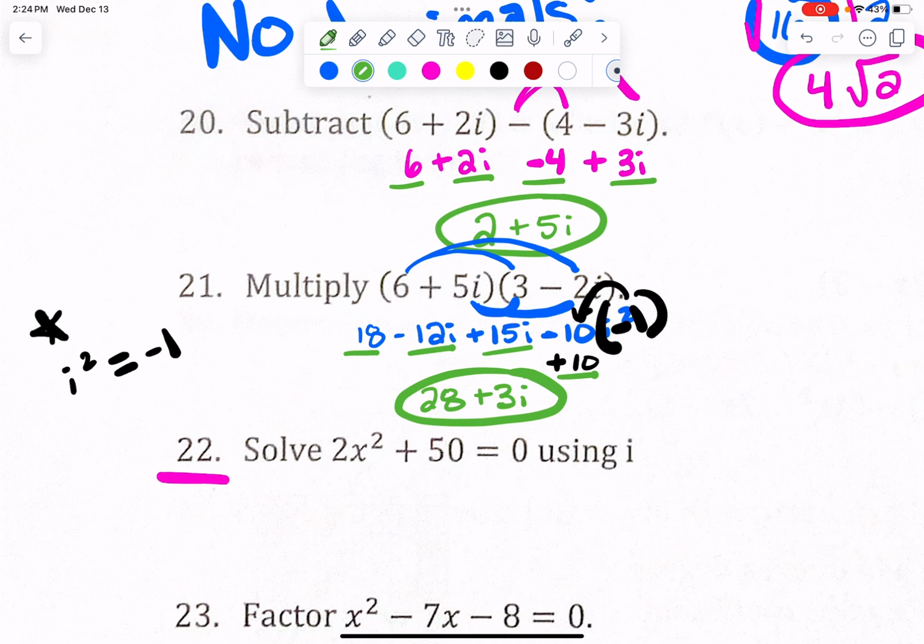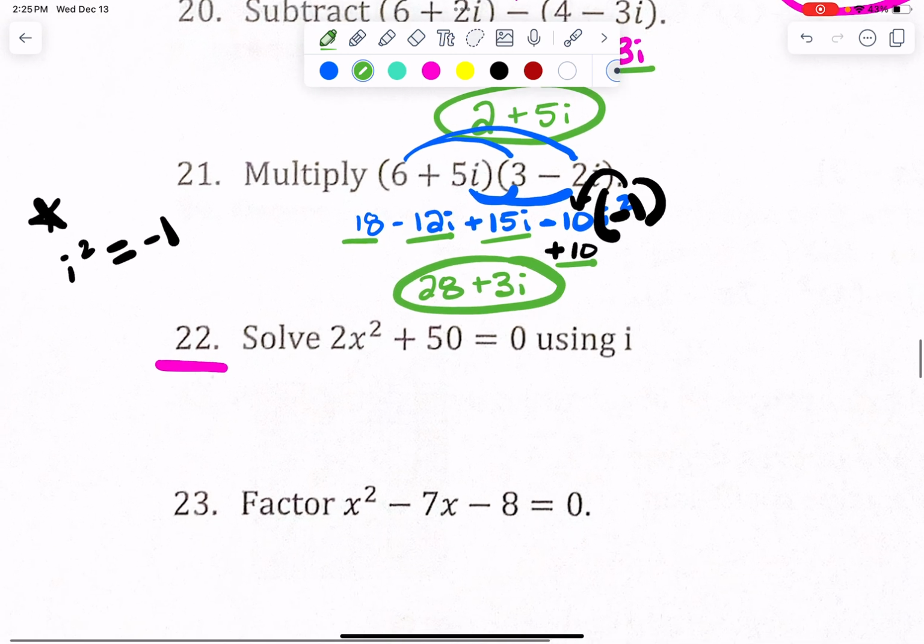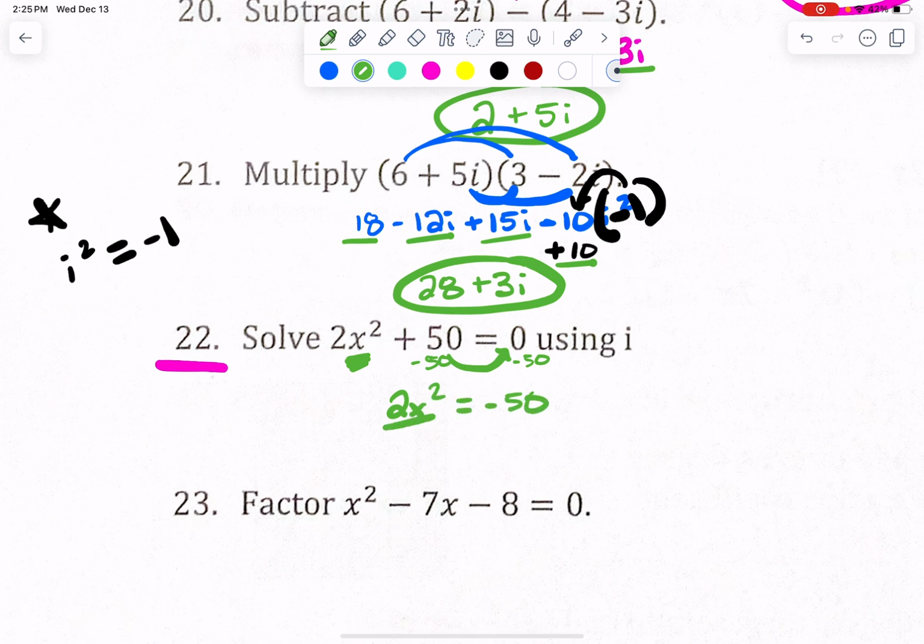Okay, all right, last one is 22. We're solving for x, and it's going to have an i in the answer. So it says using i. All right, so I'm getting x by itself. I'm going to move everything else to the other side. Like 50 goes to the other side. So I'm going to subtract 50 over here. So I have 2x squared equals negative 50. Okay, then I'm going to divide by 2. Negative 50 divided by 2 gives me negative 25.